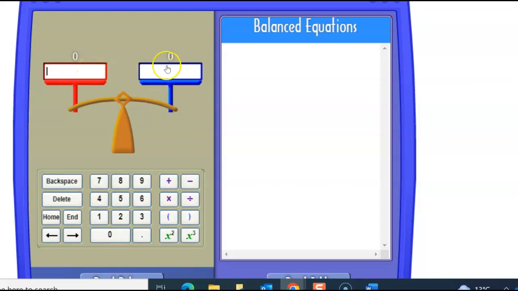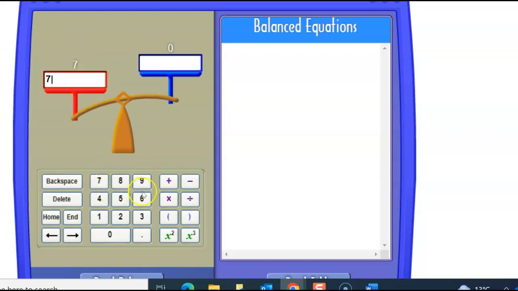At this moment, my equation is balanced because I have 0 on both sides. But let's say I did 7 here plus 3. Now on my other side here, I have 7 plus 3 and it's giving me the sum of 10. I have 6 plus, I know that I need to have 10 on both sides. So here, I have to say 6 plus what makes 10.